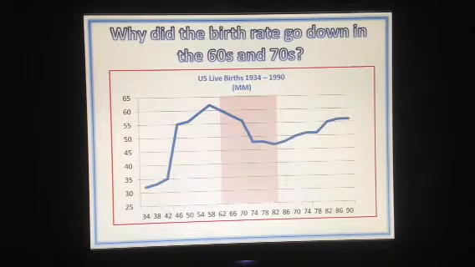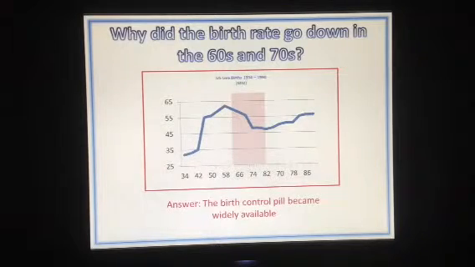Let's look at this again. Why did the birth rate go down in the 60s and 70s? The birth control pill became widely available, and women didn't have to stay home. They could continue with their careers.